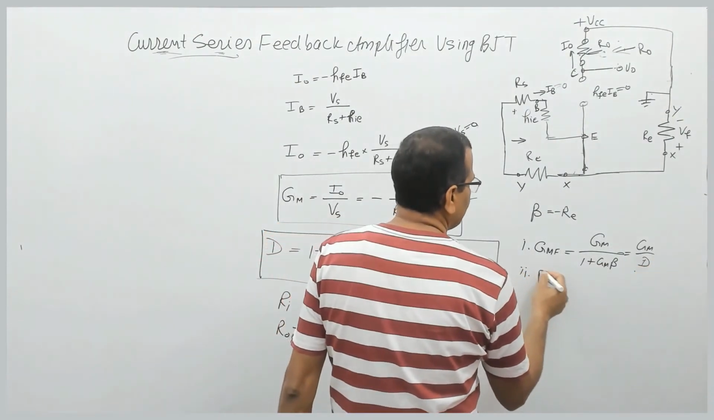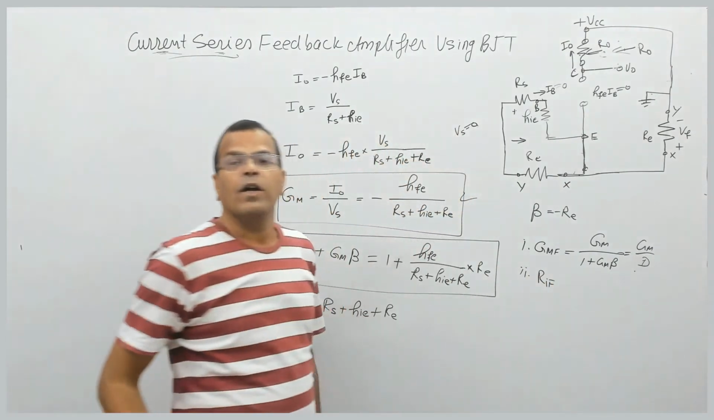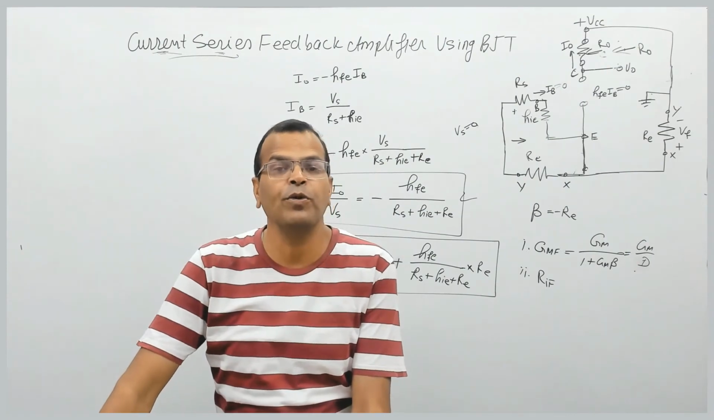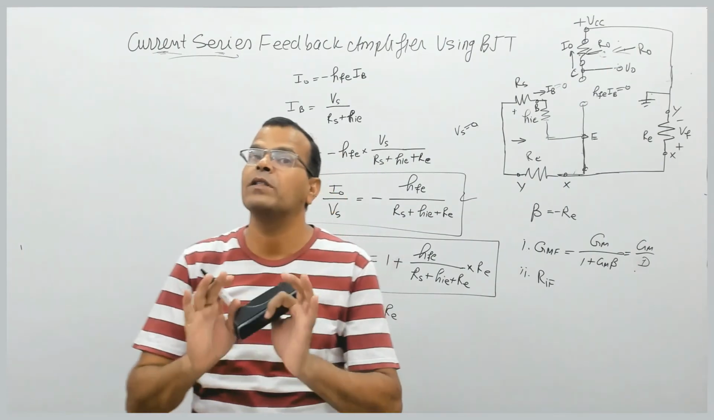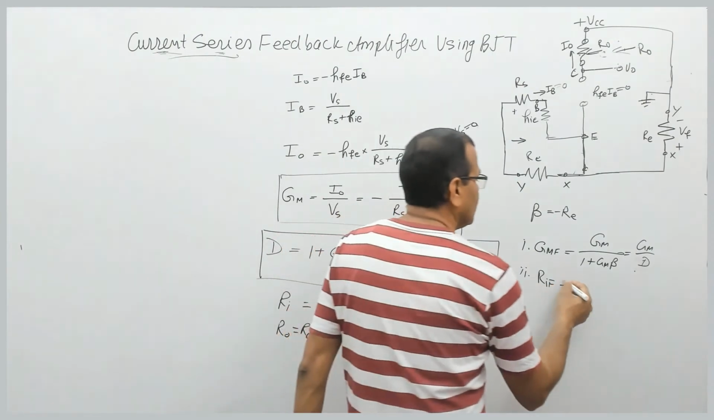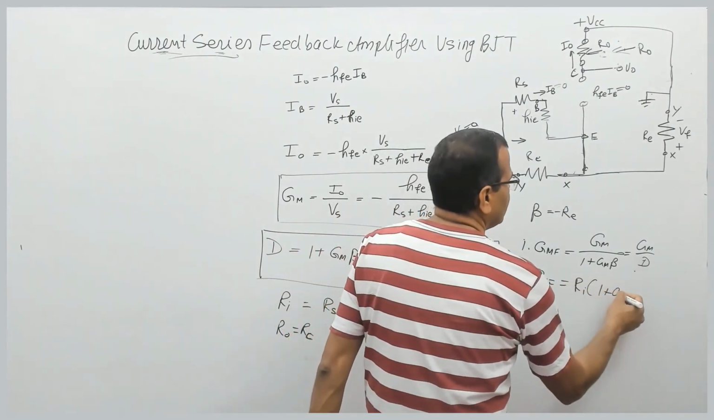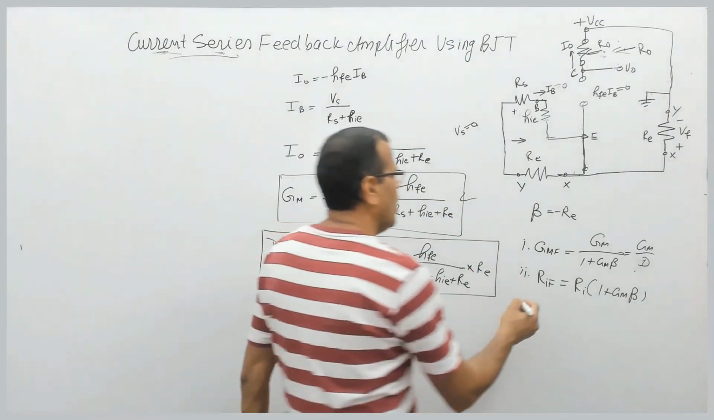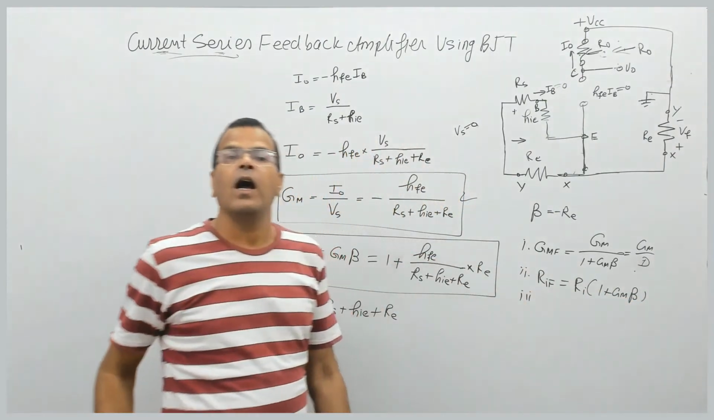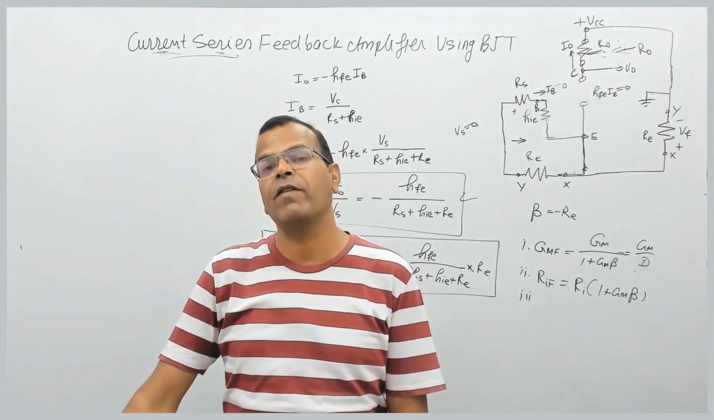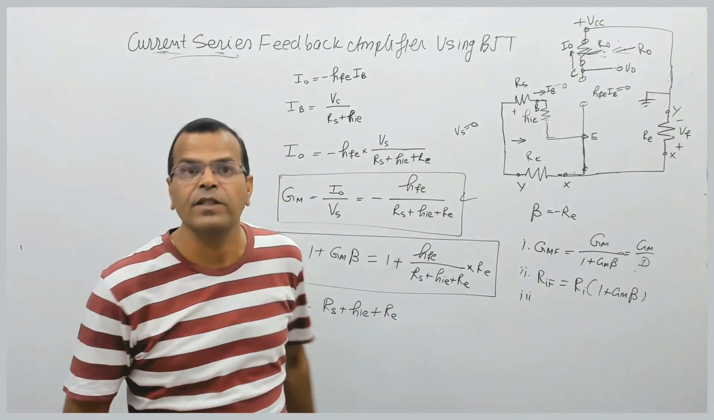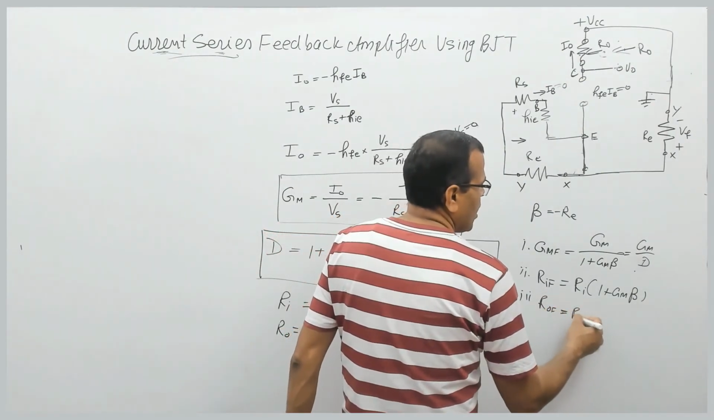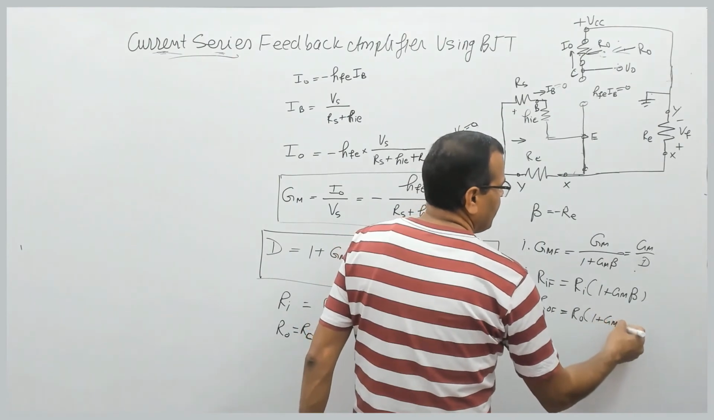Second, what is input resistance with feedback? It is current series mixing. So on the input side it is series mixing, and when there is the word series, input resistance increases. So that has to be Ri into 1 plus Gm into beta, and you know Ri, you know 1 plus Gm into beta. The output side is current sampling, which is series sampling, and wherever there is the word series, output resistance increases. So R0 with feedback is equal to R0 into 1 plus Gm beta.